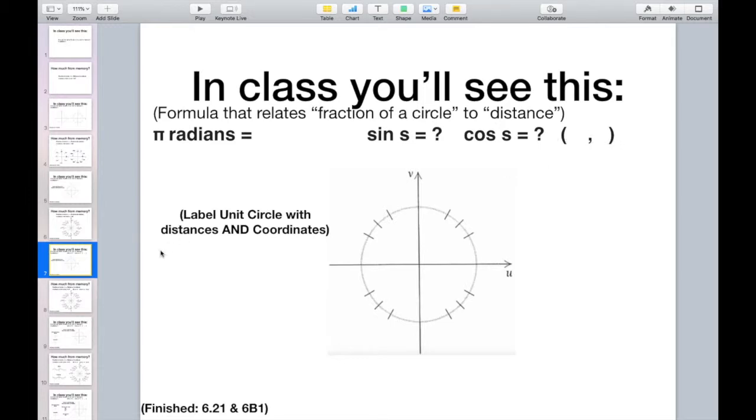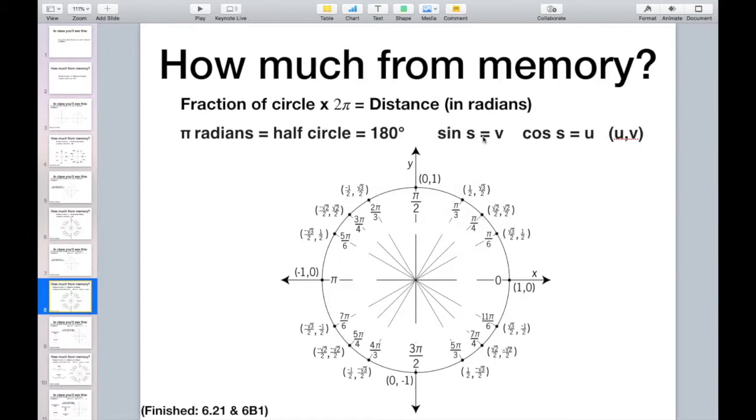And here's the answer. Sine of s is equal to v, cosine of s is equal to u, and then it's u comma v. So there it is. The more you can just rely on your memory for these things and not have to compute them and figure them out, the more brain power you'll save for higher level calculations or things that require you to know these facts.